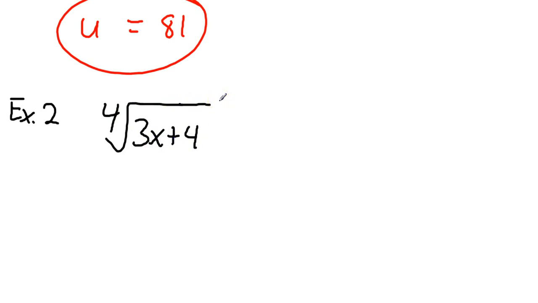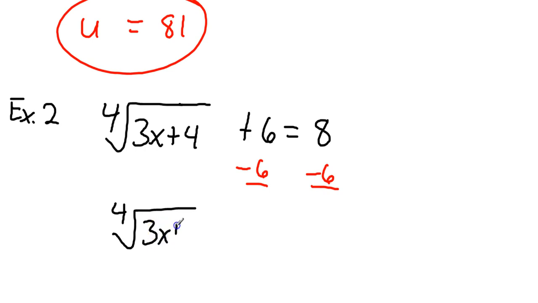Let's go with the fourth root of 3x plus 4, plus 6 equals 8. All right, and the concept's still going to be the same as for the other ones. You've got this fourth root of this power back here. The first thing is you've got to get rid of this plus 6, so you're going to subtract 6 on both sides. So you've got the fourth root of 3x plus 4 equals 2.